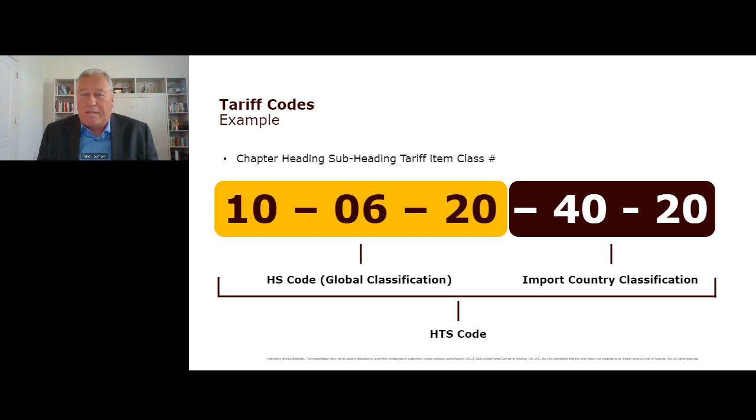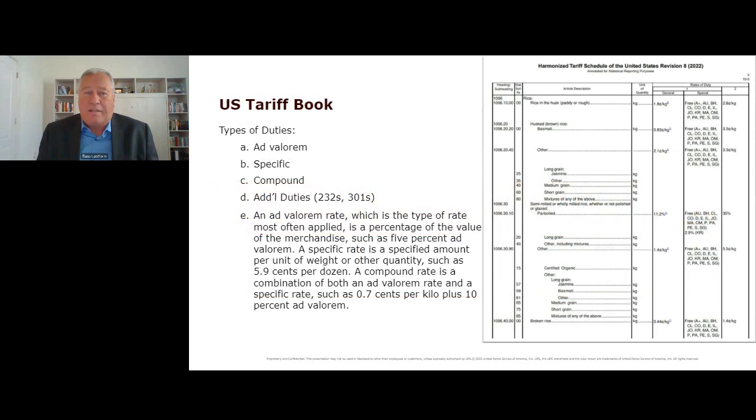But let's look at an example in the Harmonized Tariff Schedule of the United States. So this is what a page looks like. I know it's a little bit blurry. If you make it bigger, it is the rice chapter in the HTS. I pulled this in because of the different types of duties that we want to talk about. You have your HTS classification on the tariff book on the left, then your brief description of the commodity, then your reporting stats, as well as the rates of duty.